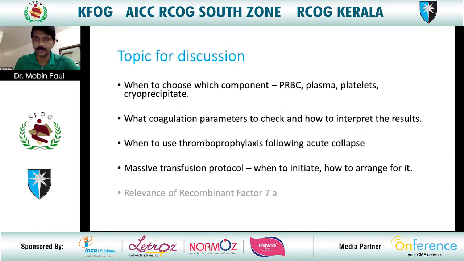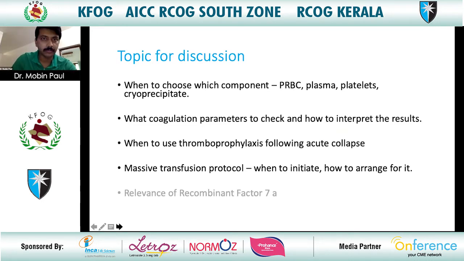So I would like to discuss these topics under the following headers. When to choose which component, either packed red cells, plasma, platelets or cryoprecipitate. How often and when to check coagulation parameters, and their interpretation. When to consider thromboprophylaxis in an acute collapse. And a little bit on the massive transfusion protocol.